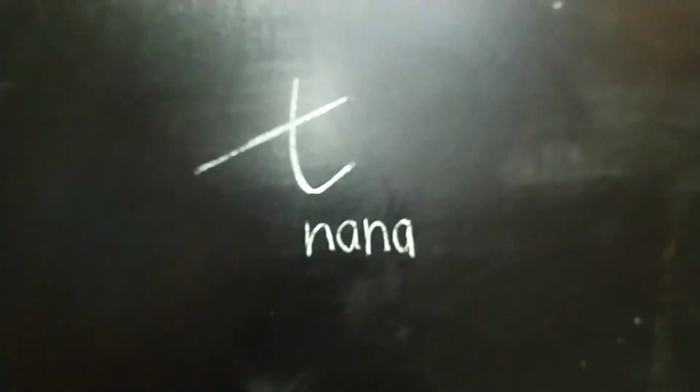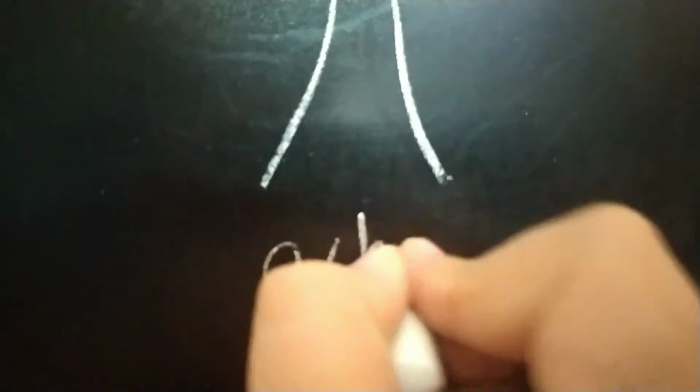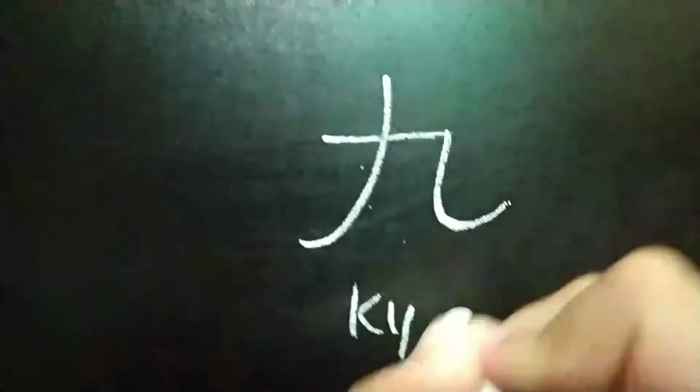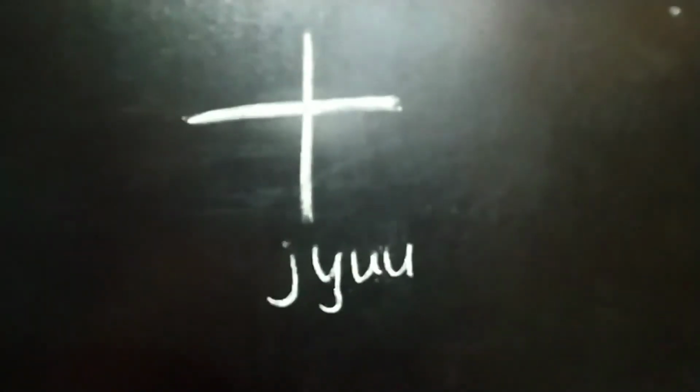Nana. And then we have 8. It's called hachi. And next we move to 9. 9 is called kyu. Next, 10. It's called ju, like a plus sign.